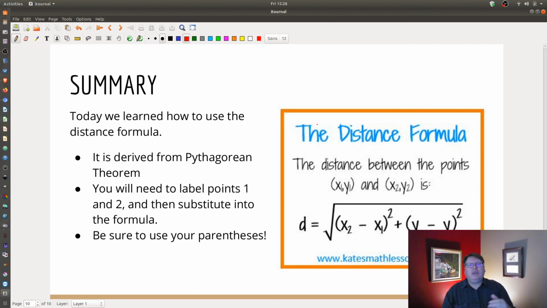I would certainly want you to label the points 1 and 2, label them x1, y1, x2, y2, and then substitute into the formula. And be sure that you use your parentheses. If you try and substitute without parentheses, one, it can mess you up. Two, if I plug in a negative, I may confuse my negative with the minus sign and also get the wrong answer. So be very careful doing your substitutions.